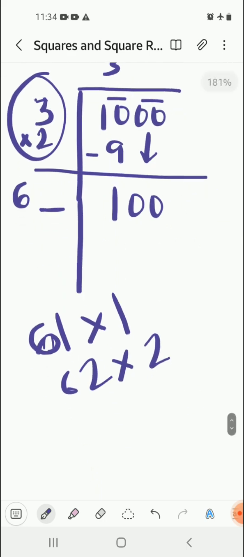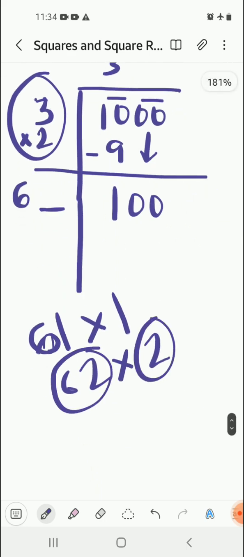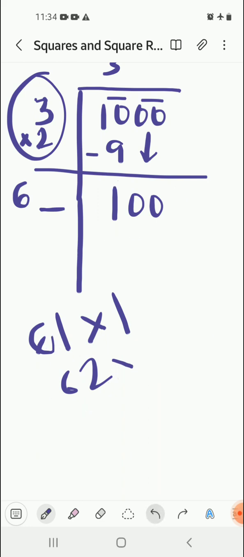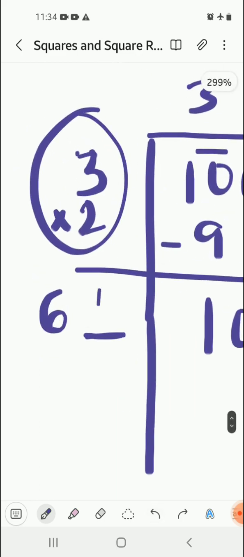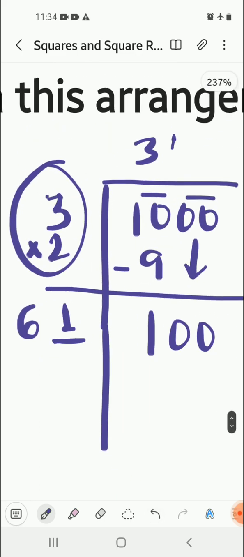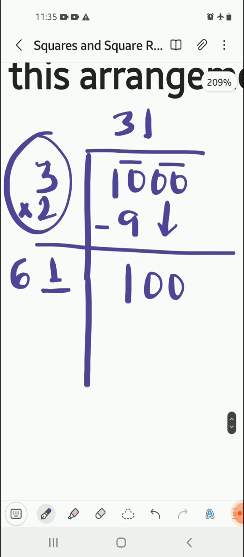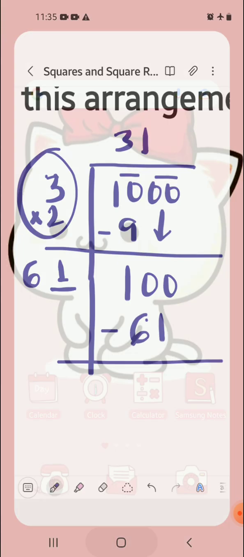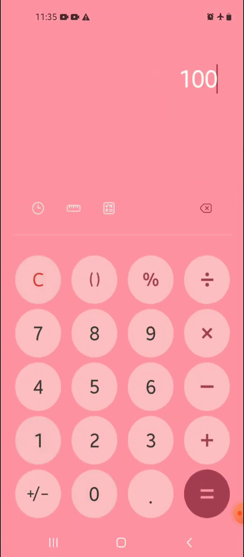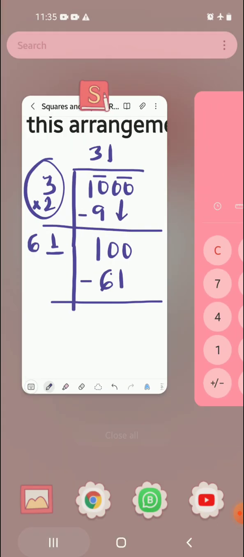Commonsensically, 6 into 2 is 12, so 60 into 2 will be 120. So 62 into 2 will be obviously more than 100. So we do not have to actually perform it; we can get an idea using our common sense. So the number over here will be 1, and the number becomes 61. Now we are going to subtract: 100 minus 61, we get 39.